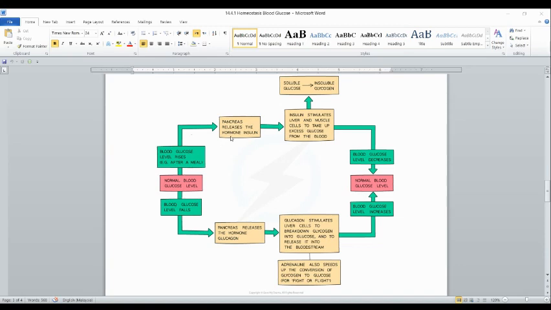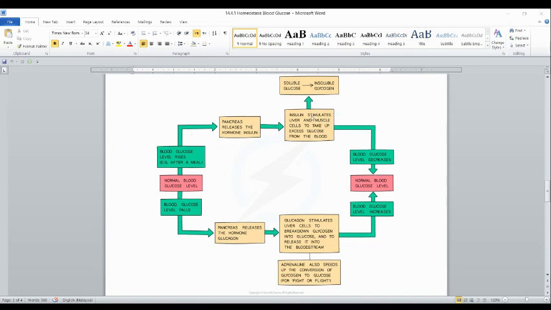So it produces and releases a hormone called insulin. So the insulin level increases. That's why people who cannot produce insulin, because the pancreas is unhealthy and not working properly, need to get insulin injections.